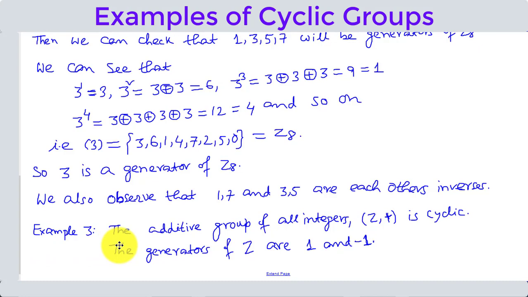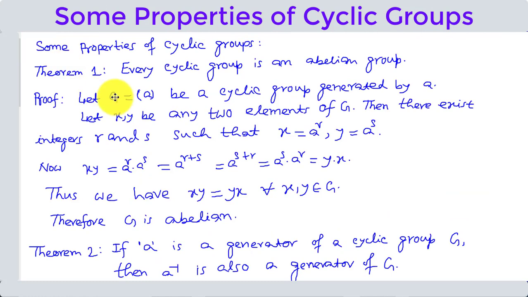Example 3. The additive group of all integers (Z, +) is cyclic. The generators of Z are 1 and minus 1. Some properties of cyclic groups. Theorem 1. Every cyclic group is an abelian group.